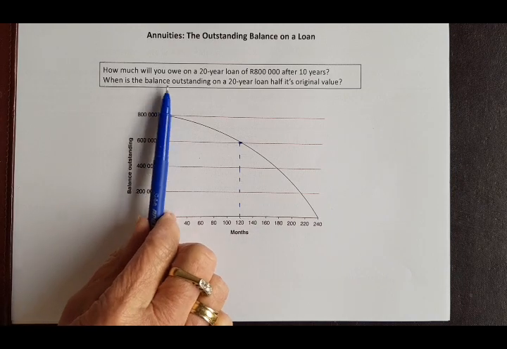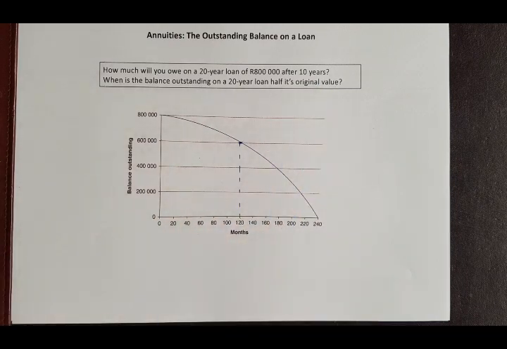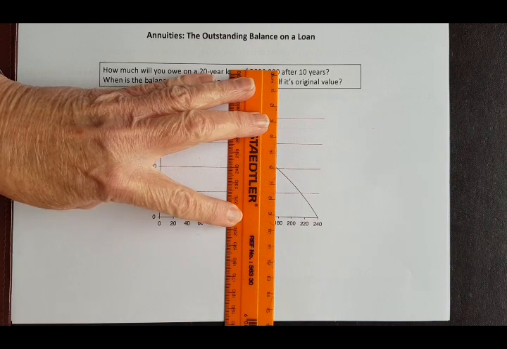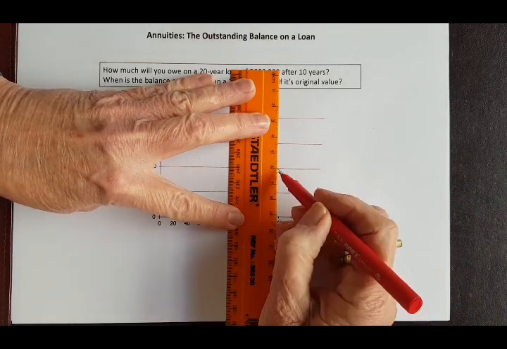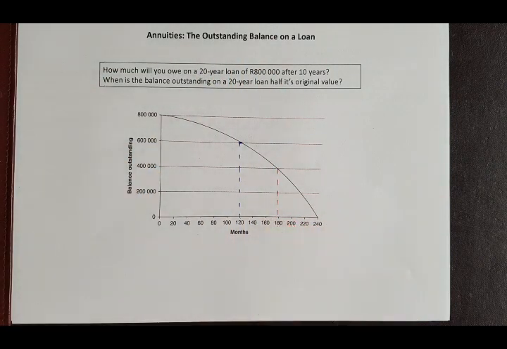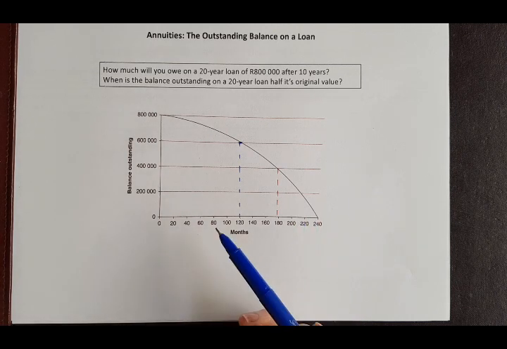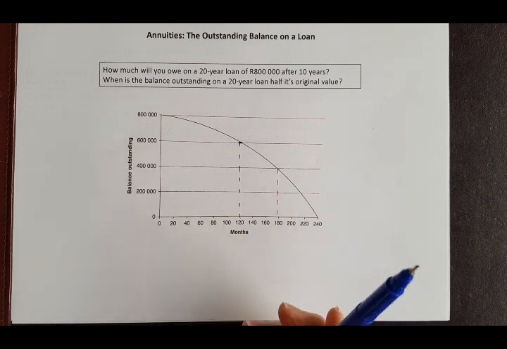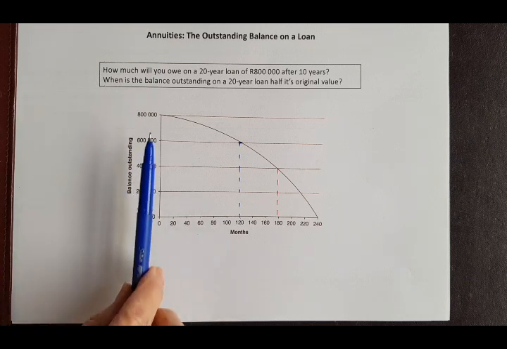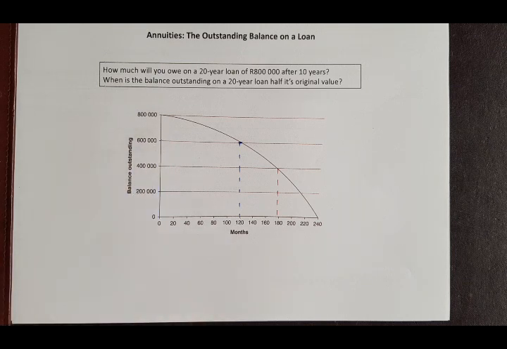When is the balance outstanding half its original value? Well, half its original value would be 400,000 Rand, and that, if we go down to our graph here, is pretty close to 180 months. So what we're trying to do now in today's calculations is, at any point on our timeline, be able to calculate the outstanding balance of the loan.